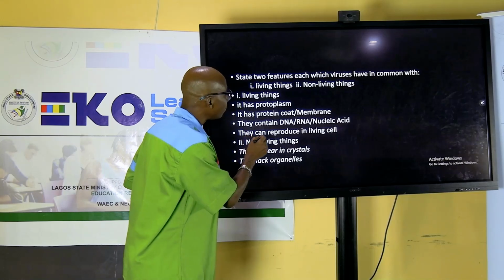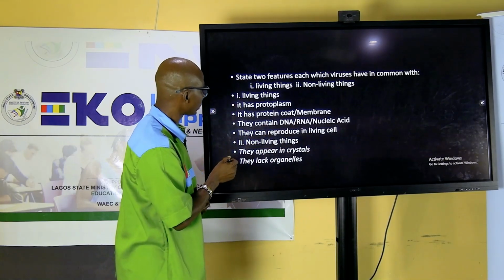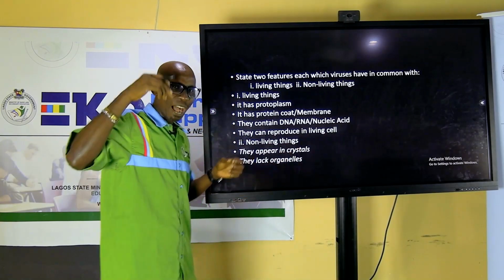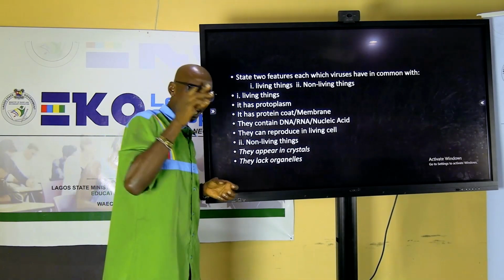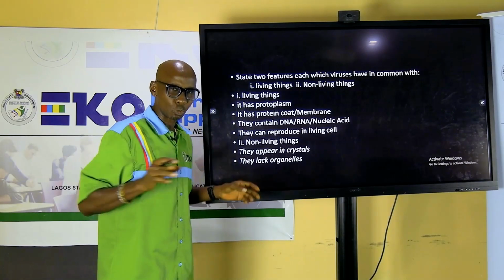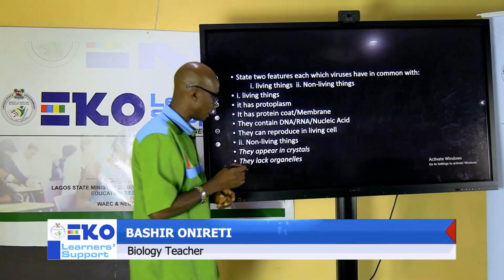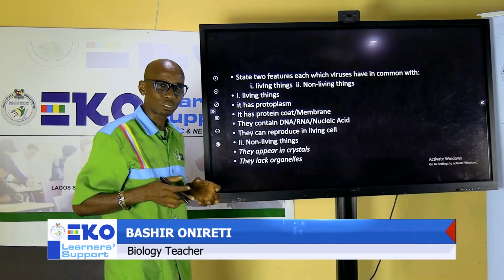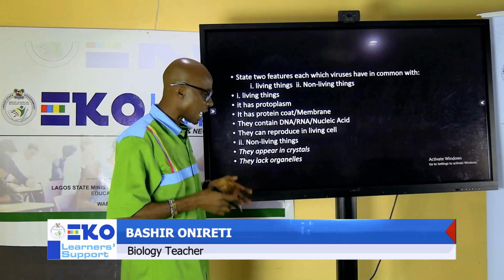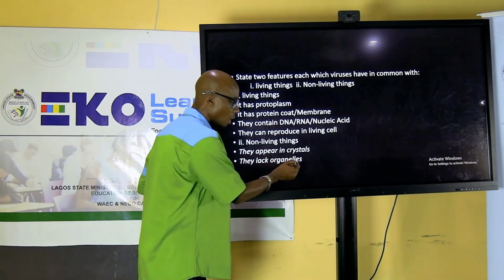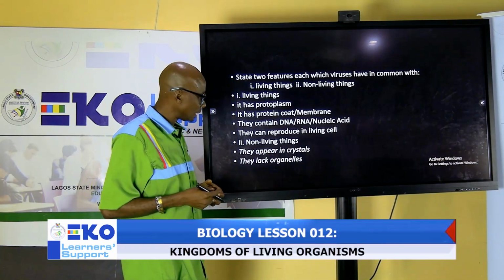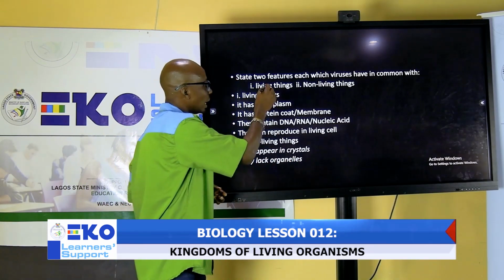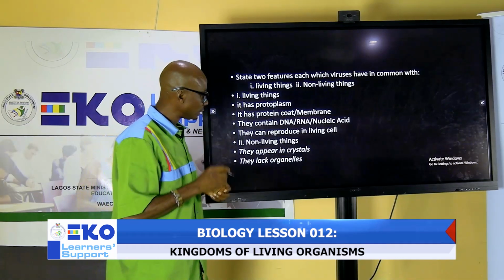Then those that make it non-living: it appears as crystal outside the living system. Once it's outside the living system, it ceases to be alive. Then it looks like a crystal. The next one is it lacks organelles. The organelles are like soldiers or workers that help the cell to work. It does not have them inside the cell. So because it lacks them, that's why it is regarded as a non-living thing.